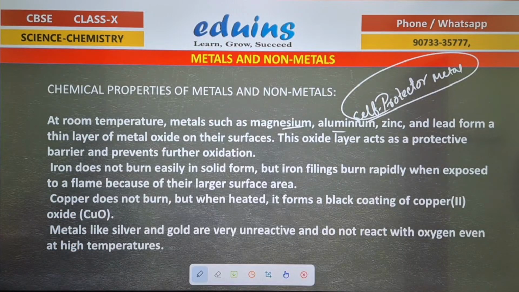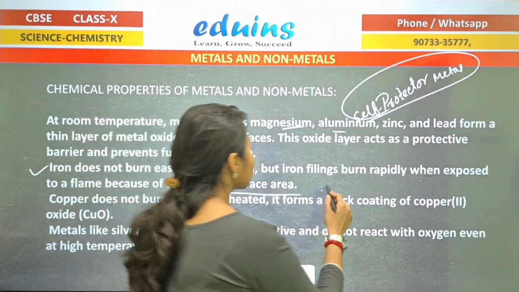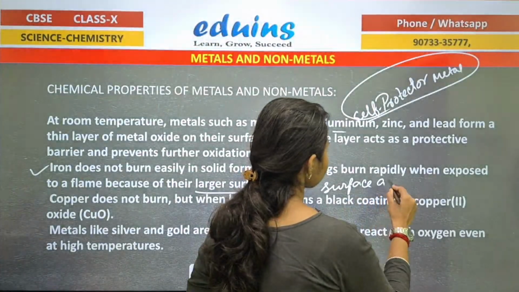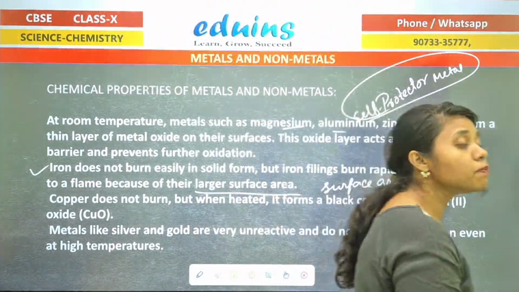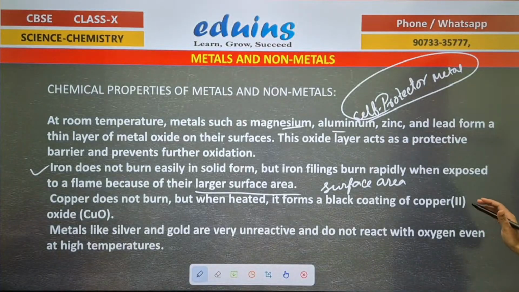Iron does not burn easily in solid form, but iron filings burn rapidly when exposed to a flame because of their larger surface area. We know that when the surface area becomes larger, the reaction happens faster. Copper does not burn, but when heated, it forms a black coating of copper 2 oxide.